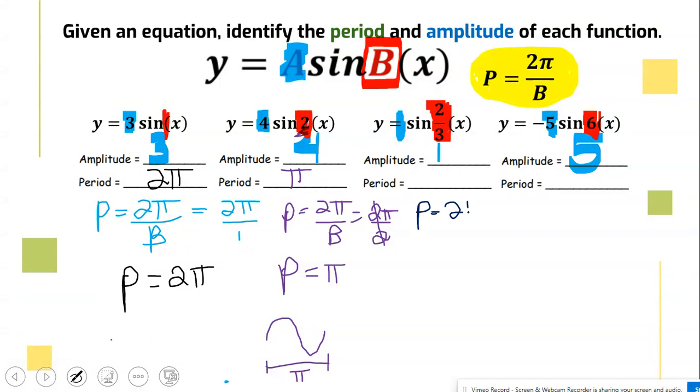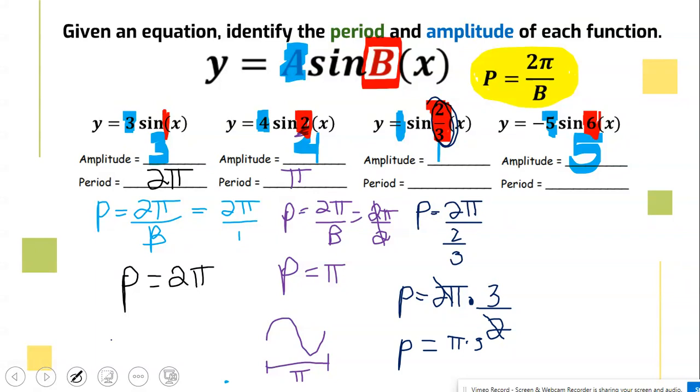Let's do the next one, okay? Period is equal to 2 pi over B. We can see that B is right here. That's 2/3. Ew, double deckers. We don't like it. So we're going to keep the numerator, change the division into multiplication, and flip the denominator fraction. So that means 3 is going to go on top, 2 is going to go on the bottom. This 2 cross cancels with that 2. P is equal to pi times 3, or we could call that 3 pi.